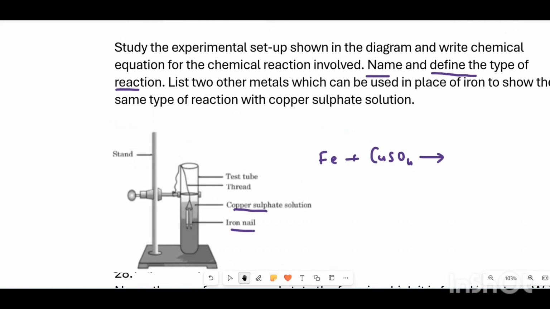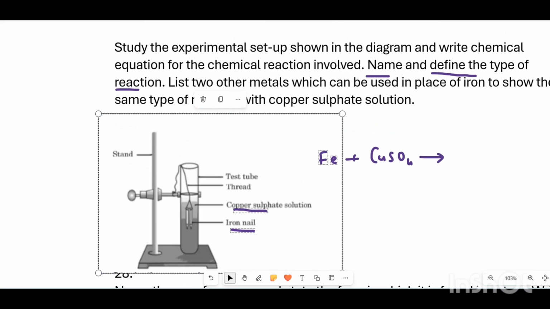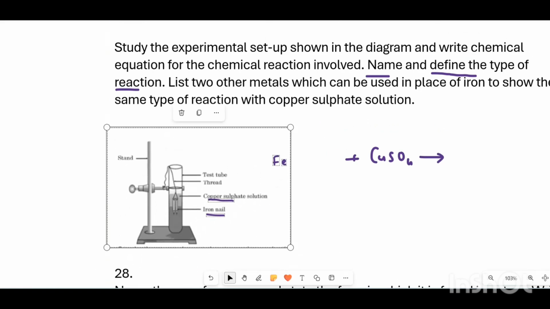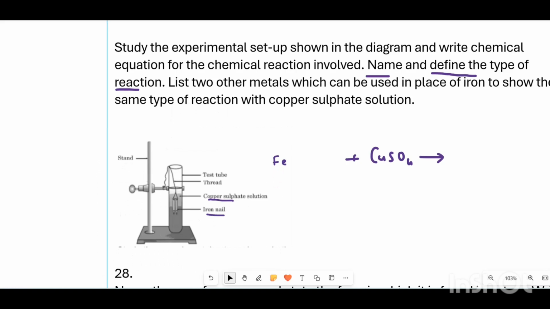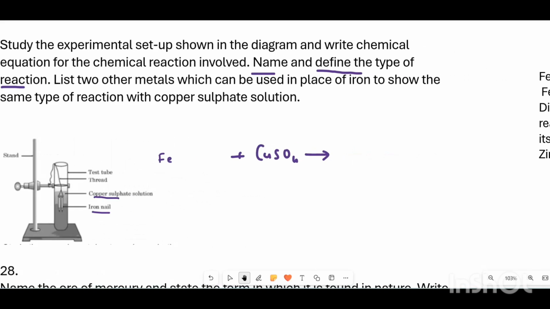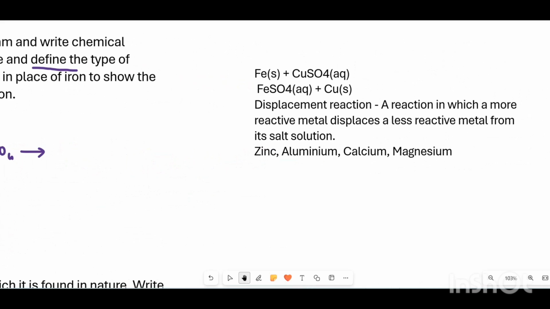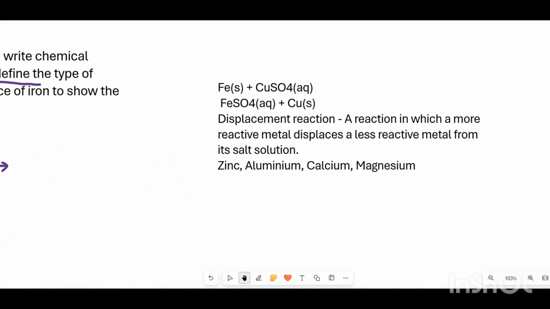Now, let me make it short, small. Now, what's the type of the reaction? The type of the reaction is simple displacement reaction. And if you know, you can write the equation also. Fe plus CuSO4 will give you FeSO4 and Cu. So this is the reaction.